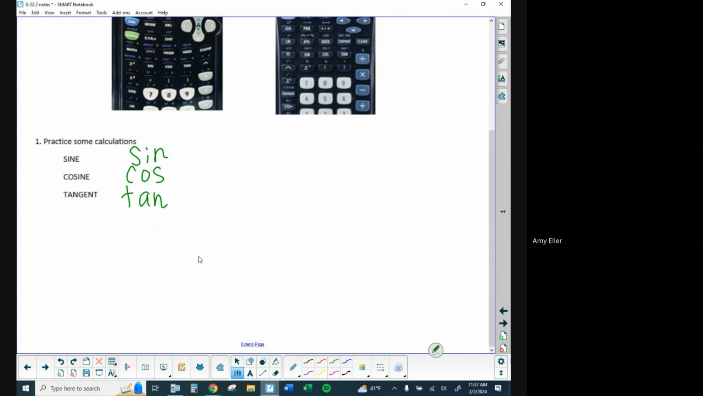So let's all type in sine of 18 and a half, down to hundredths. Is that what your calculator is telling you? Okay, let's practice another one. Let's do cosine of 88.